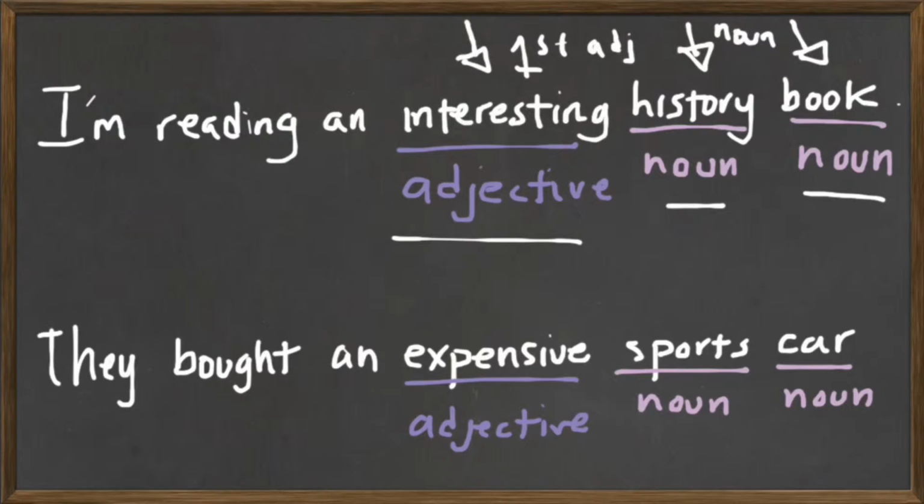In example number 1, they bought an expensive sports car. We have first the adjective, and then the noun to describe as well. And finally, we have the word in question, the car. And the result is expensive sports car.